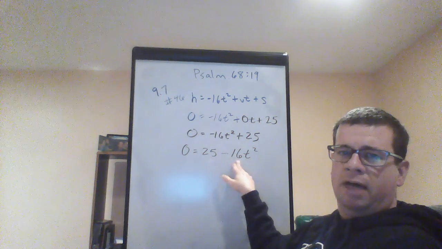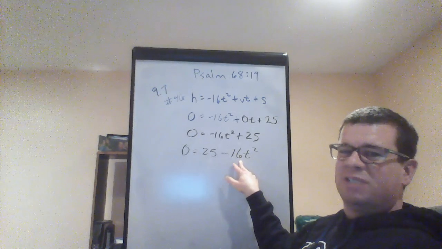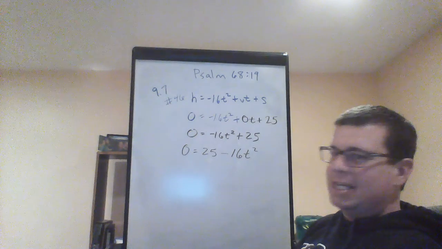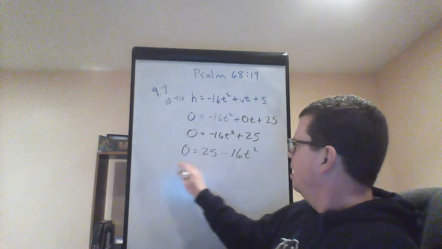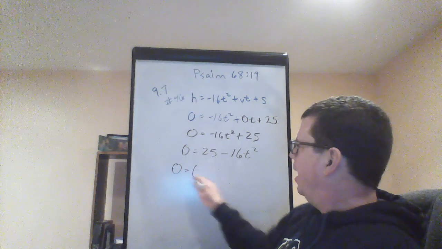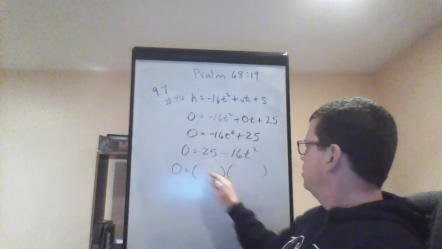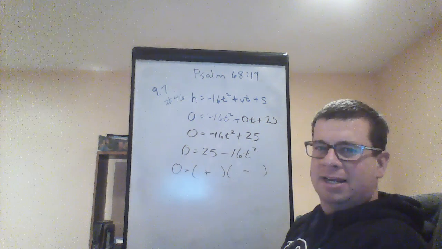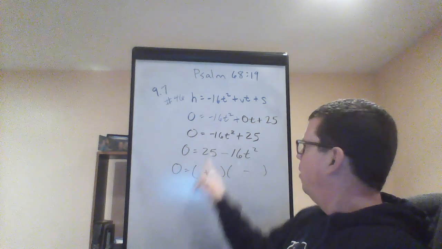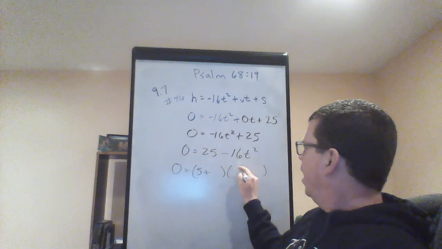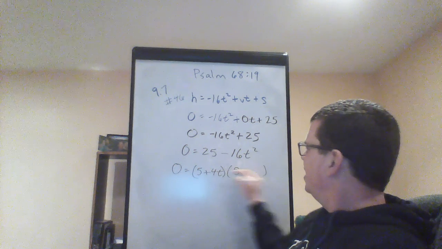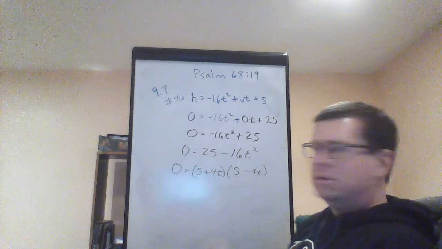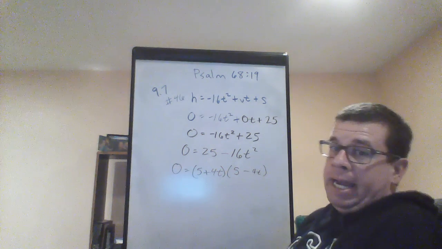This is a perfect square. It's 5 times 5. This is a perfect square. It's 4t times 4t, not 4d, but 4t. All right. So now I should be able to factor that. I know I got my two sets of parentheses, and one is plus and one is minus, because that's my pattern for difference of two squares. 25 is 5 and 5, and 16t squared is 4t and 4t.